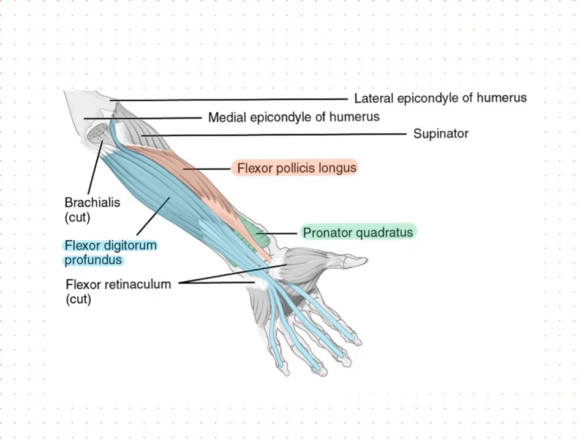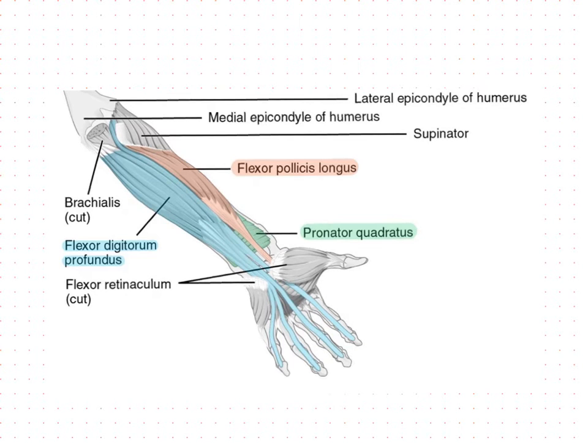So now let's move on to the deep layer of the anterior compartment. We have 3 main muscles to focus on, which isn't too bad. Going from medial to lateral, we have the flexor digitorum profundus, and then the flexor pollicis longus, and then finally the pronator quadratus in the green.